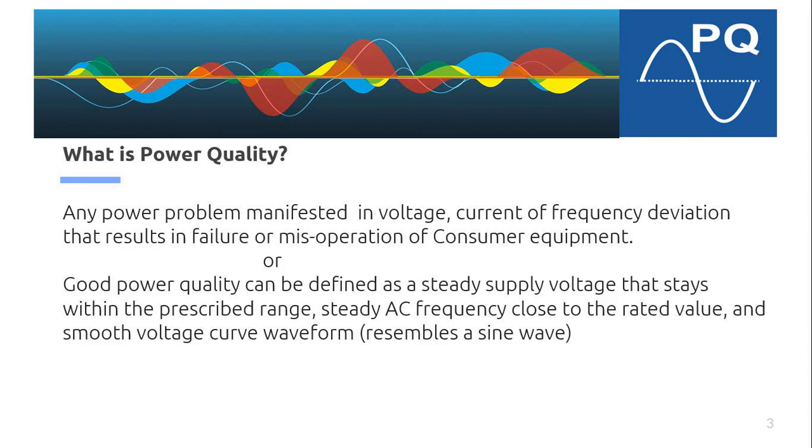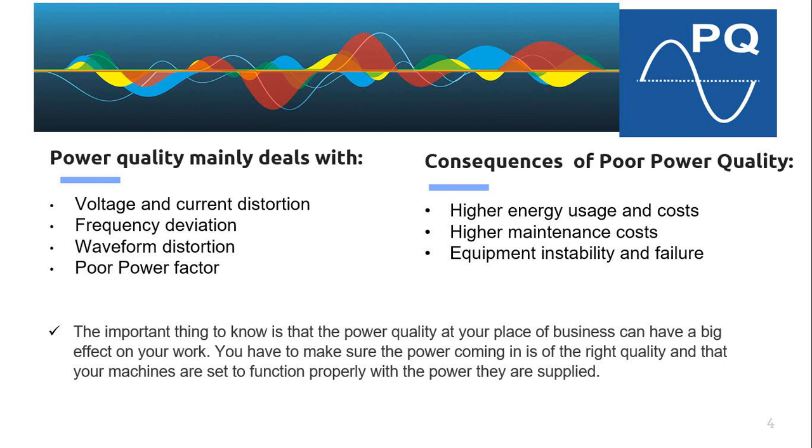Good power quality can be defined as a steady supply voltage that stays within the prescribed range, steady AC frequency close to rated value, and a smooth voltage waveform. It means it resembles a sine wave. Power quality mainly deals with voltage and current distortion, frequency deviation, waveform distortion, and the combined effect of all leads to poor power factor.